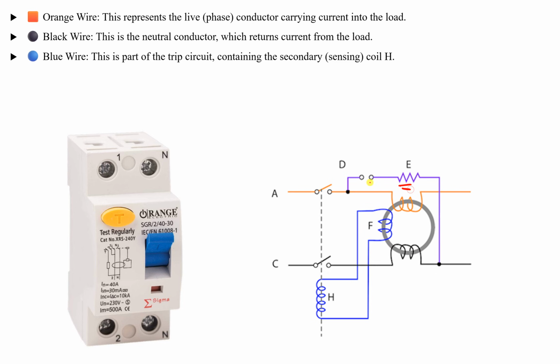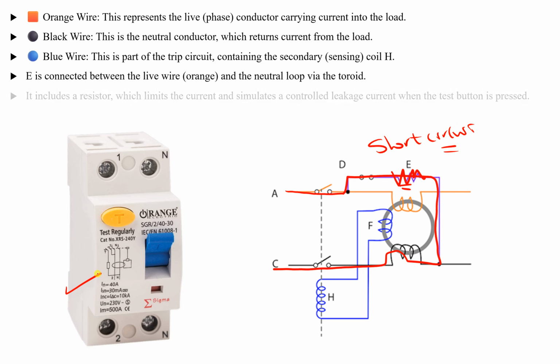Because if we don't have a resistance, look carefully what will happen. We will have the line connected directly to the neutral. There is no resistance, so you will make a short circuit, right? Which you don't want. You add here a resistance in order to make it a controllable, small leakage current, in order to make sure our RCCB is working properly. As you can see here, it includes the resistance, which limits the current and simulates a controlled leakage current.